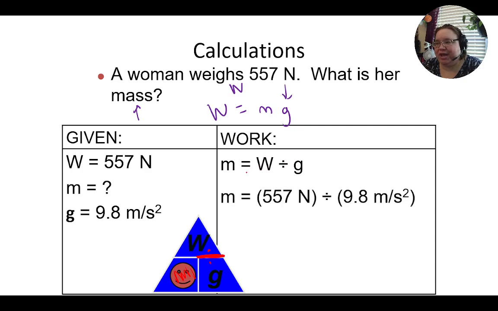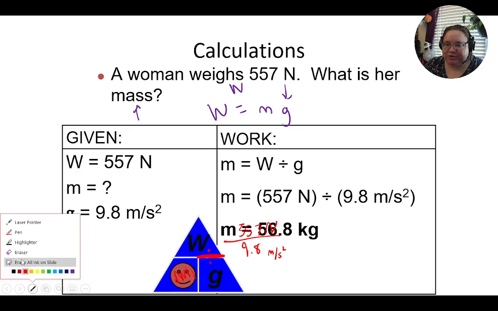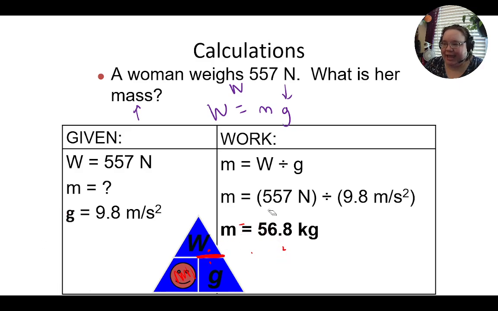You can show your calculations like this, or if you really, really wanted to, you could show them in the triangle. You could have your 557 newtons over your 9.8 meters per second squared. Whichever makes the most sense to you is how I want to see your calculations. So handy dandy calculator tells me that when I take those two numbers and I divide them, I get 56.8. And my unit ends up being kilograms because we are trying to measure mass, and mass is measured in kilograms.